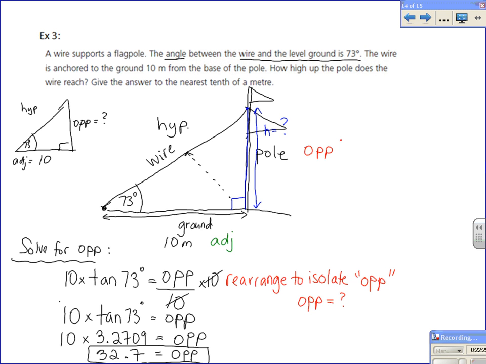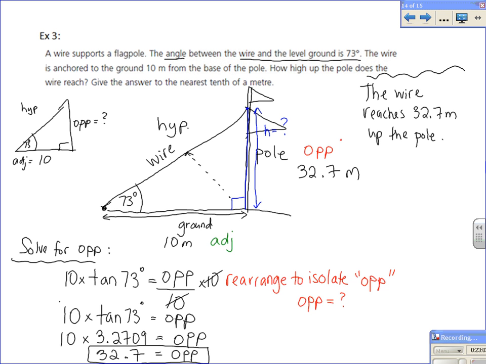Okay, let's go back to our diagram for a minute. That means that the opposite side, okay, right here was 32.7 meters. I know I'm dealing with meters because my adjacent side was in meters. So the wire reaches 32.7 meters up the pole. And there's my answer.